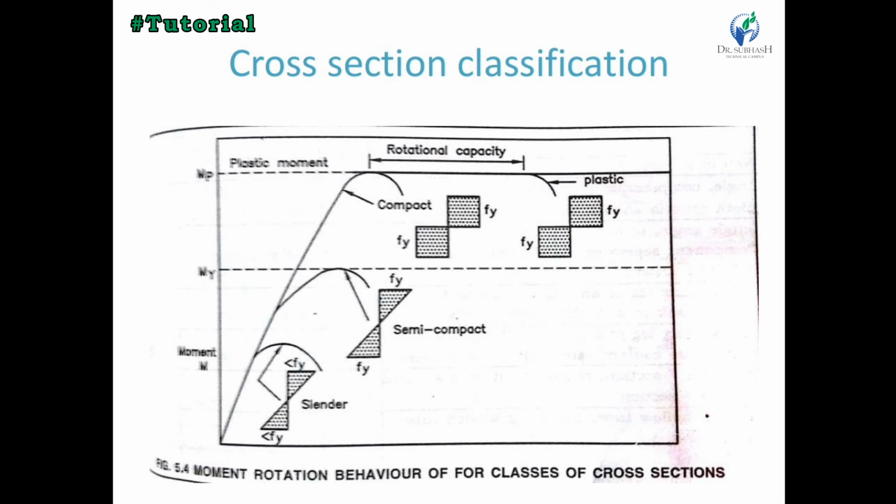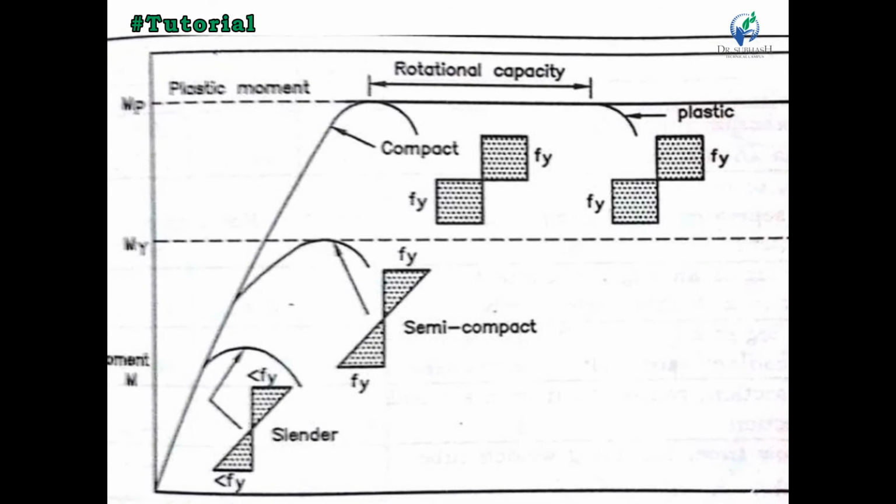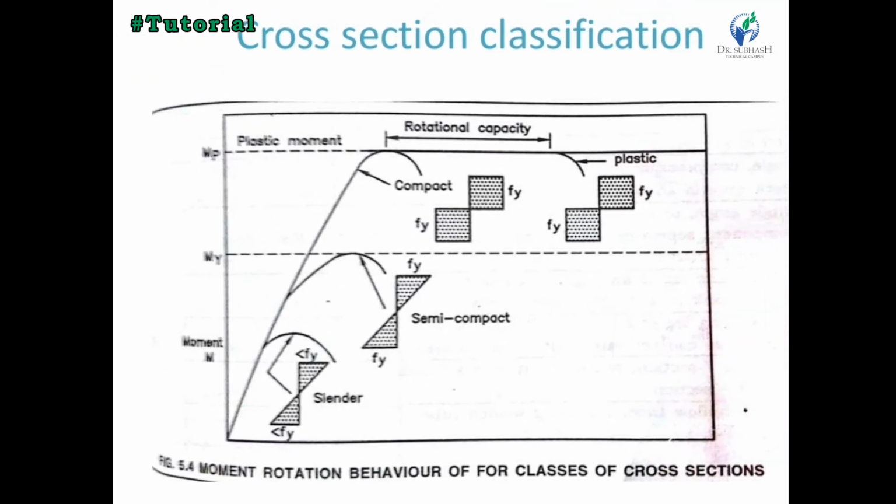Next, cross section classification. As per IS 800:2007, cross sections are placed into four behavior classes depending upon the material yield strength, the width to thickness ratio of individual components like flange and web within the cross section, and the loading arrangement. The four classes of section are defined as follows. You can see in this figure: slender, semi-compact, compact and plastic. First one is slender.